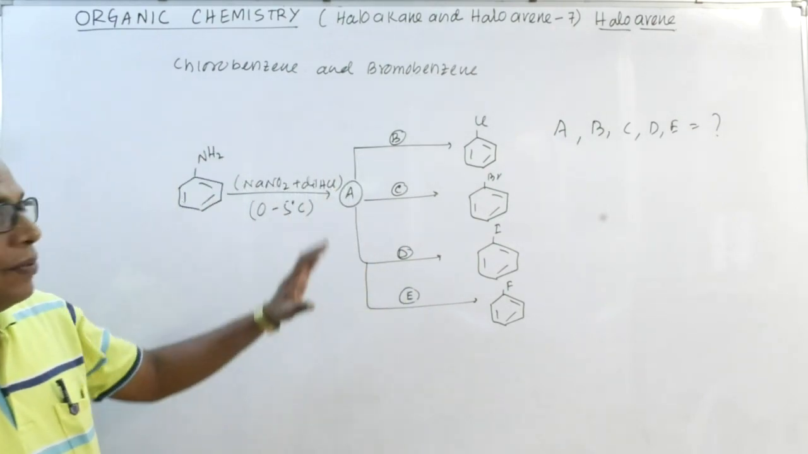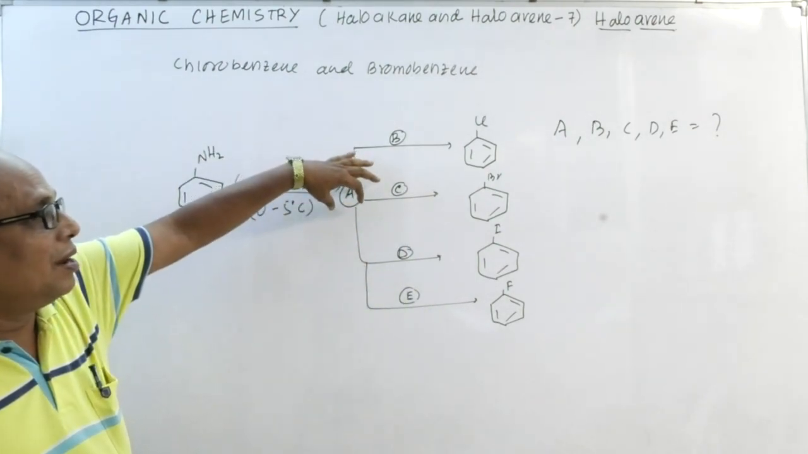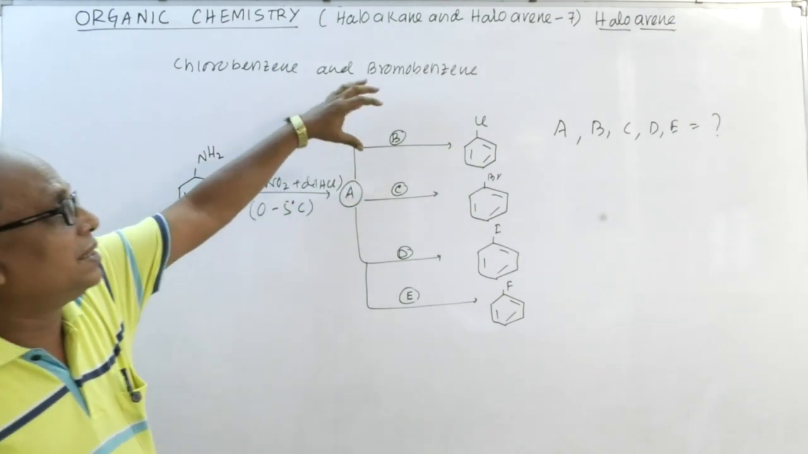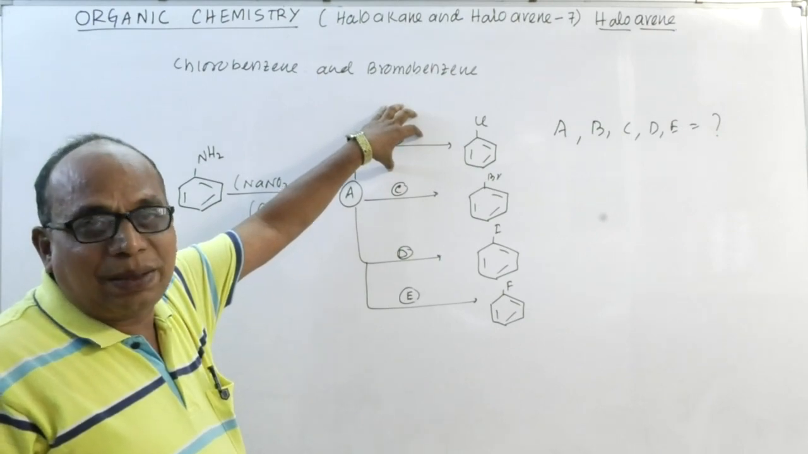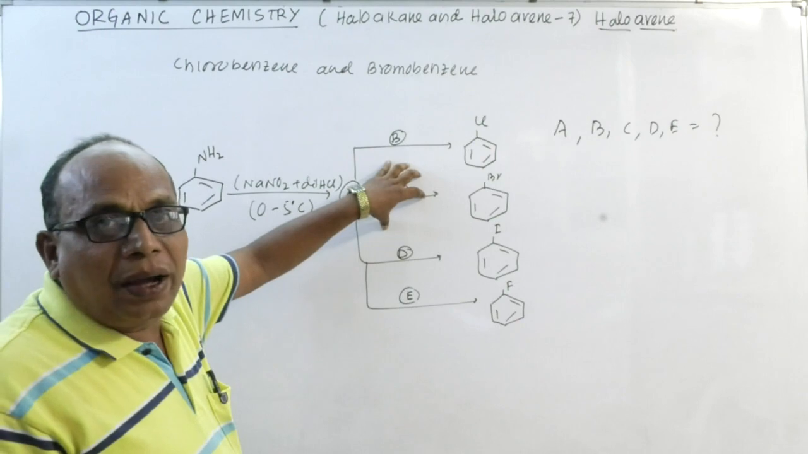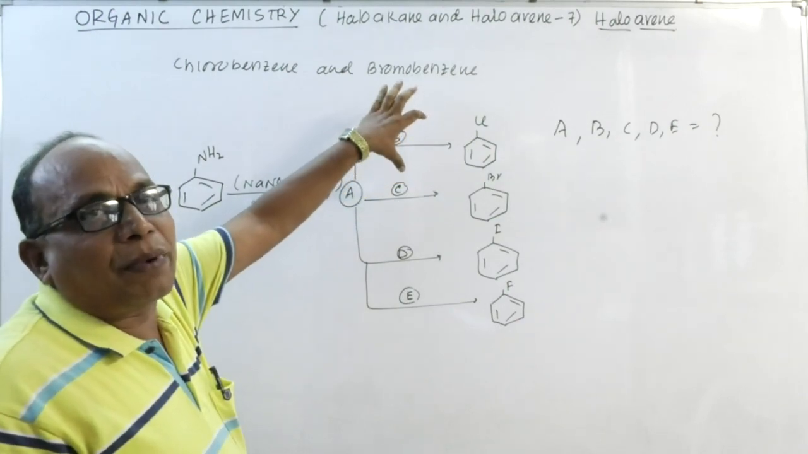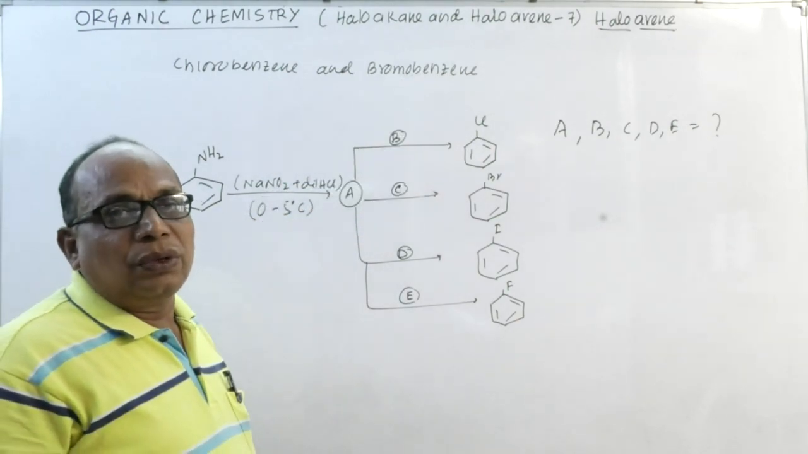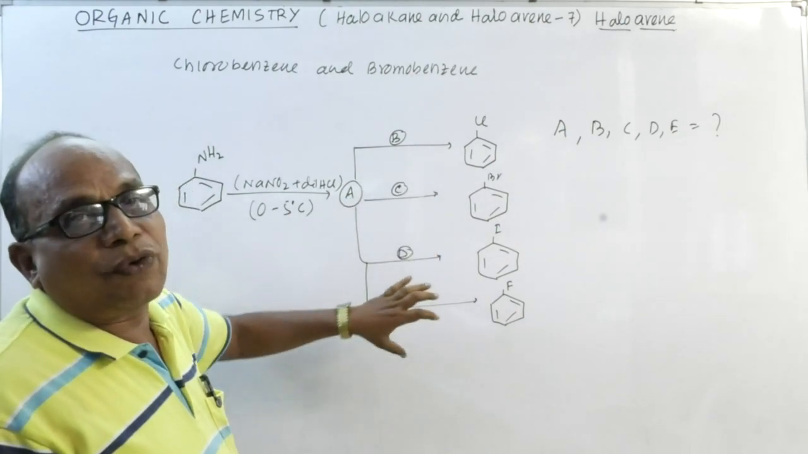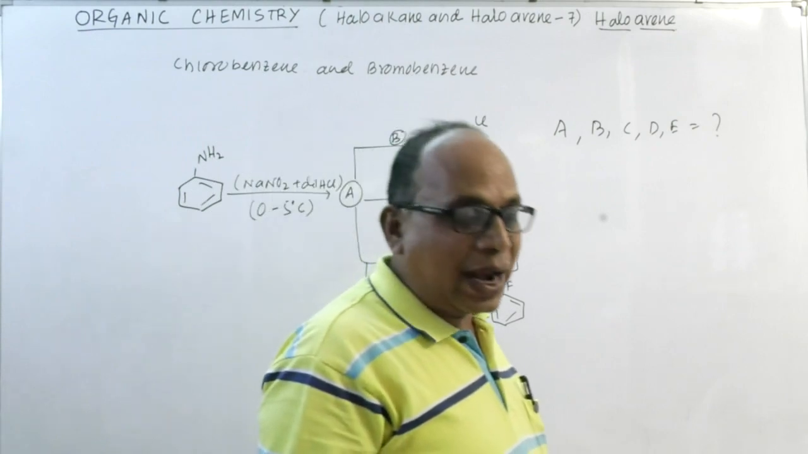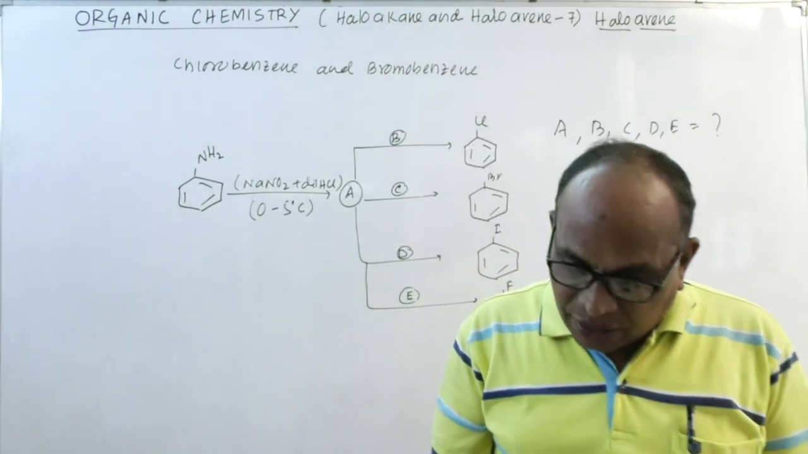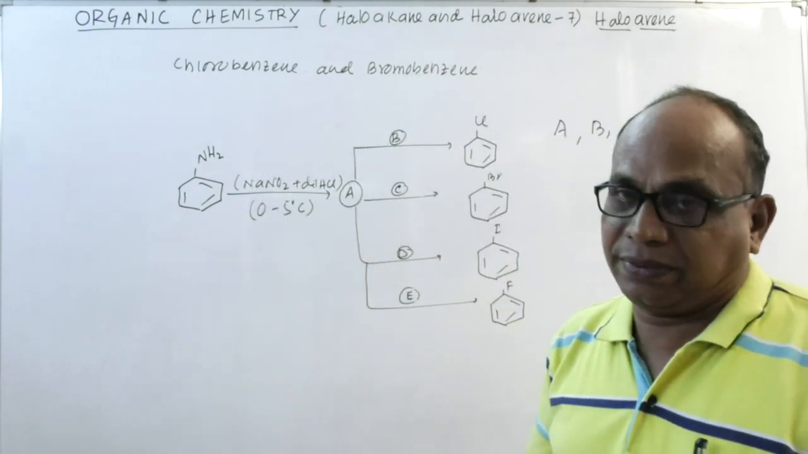So, can you answer now? This A is BDC, benzene diazonium chloride, and this reagent B is HCl in presence of copper. C is HBr in presence of copper. You may use CuCl and CuBr in place of copper, and D is aqueous solution of KI. E is fluoroboric acid. Try to answer yourself, and if any doubt, you can ask me.